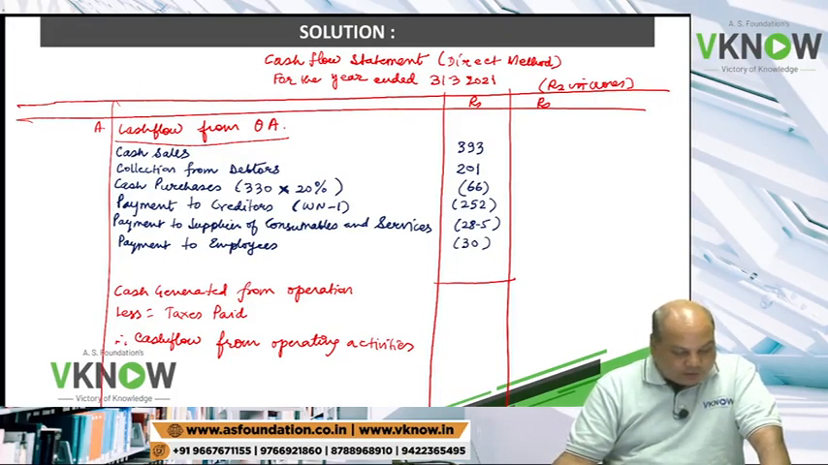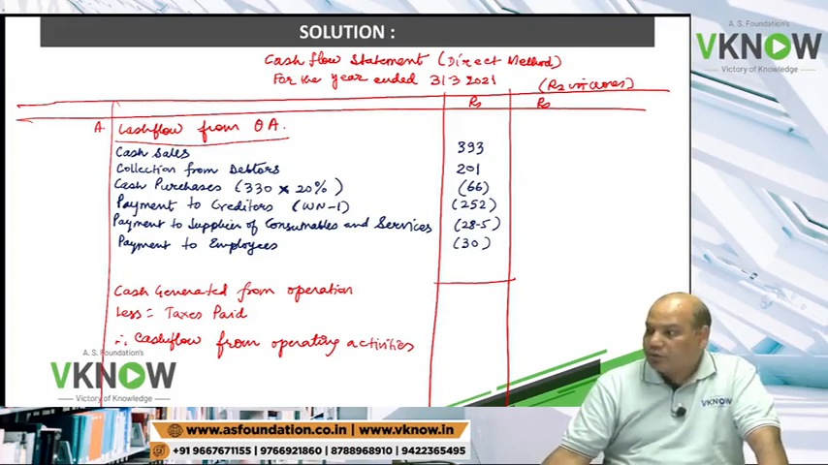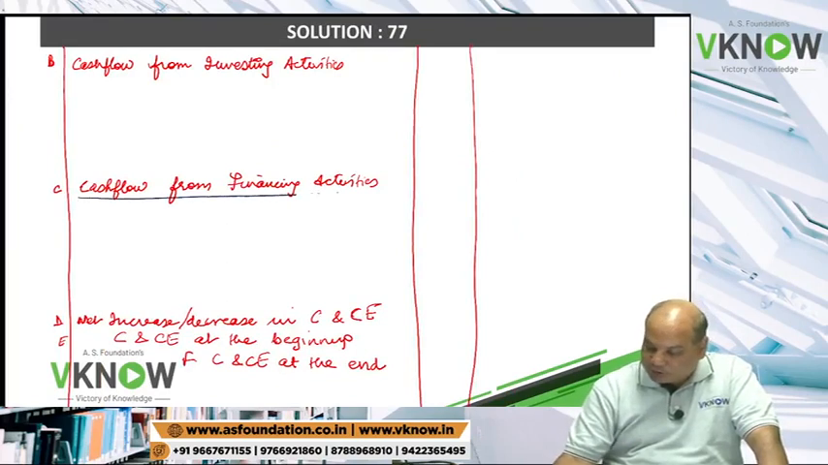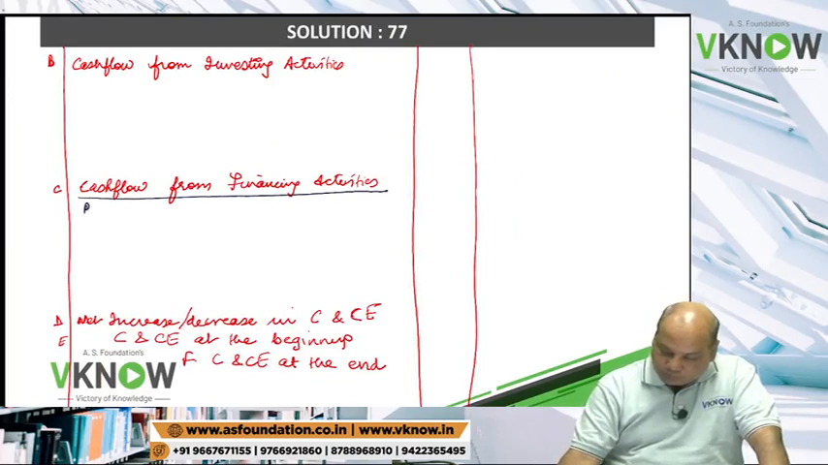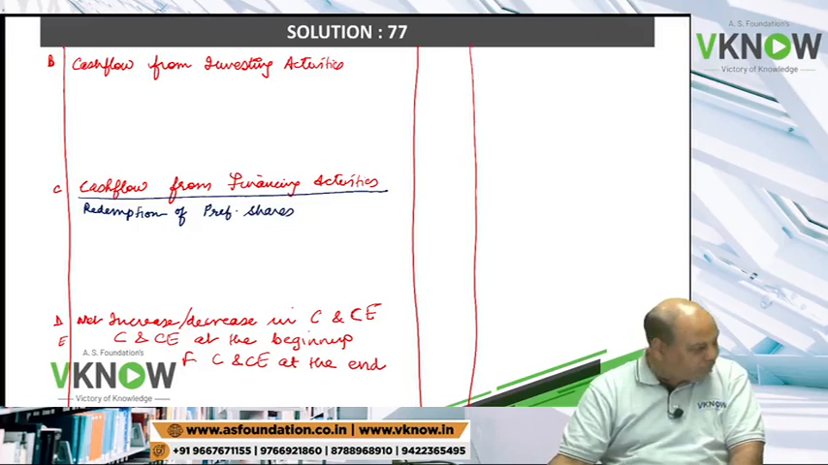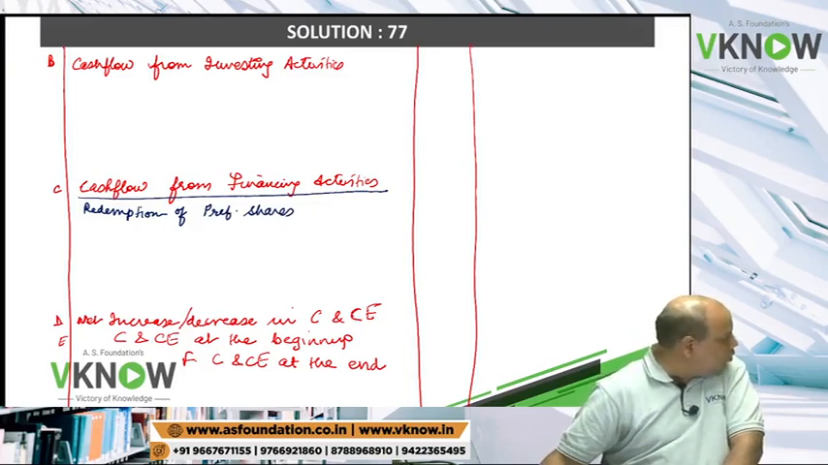Fully paid preference shares of face value of 48 crore were redeemed. Redemption of preference shares will come in financing activities. So you will write redemption of preference shares, 48.